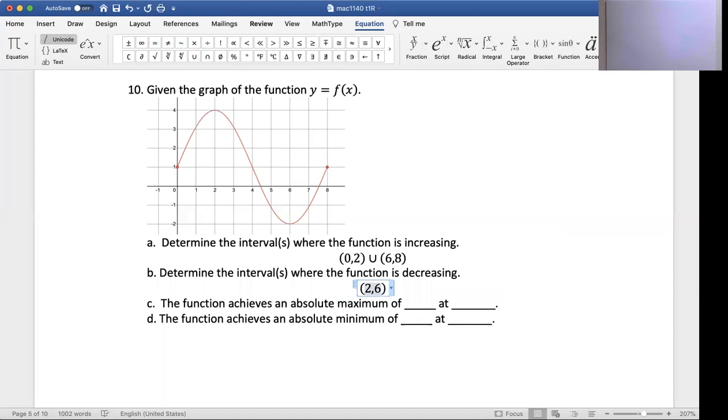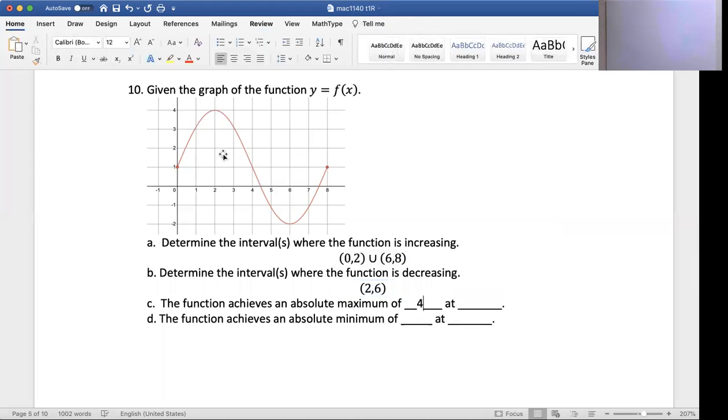Now, it achieves an absolute maximum. So on this graph, when does it achieve its absolute highest point? Well, it's here. An absolute maximum of what? An absolute maximum of 4. Where? At x equals 2.